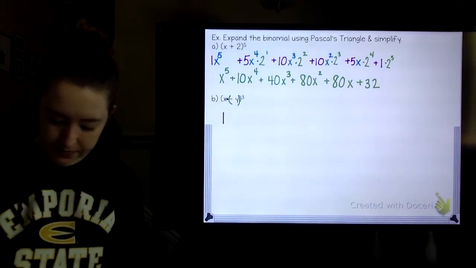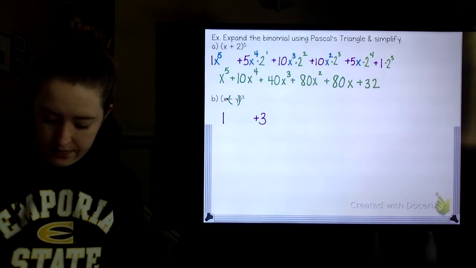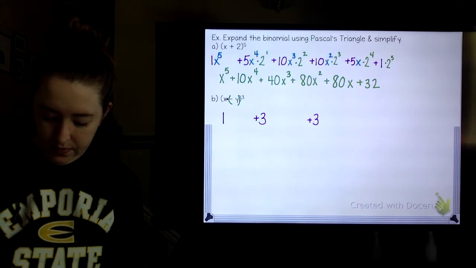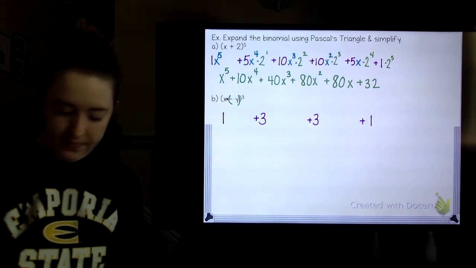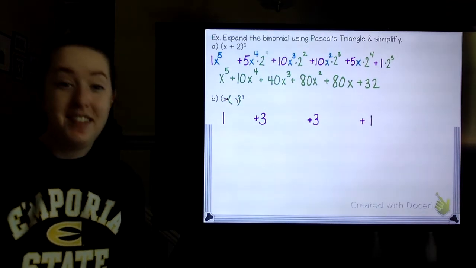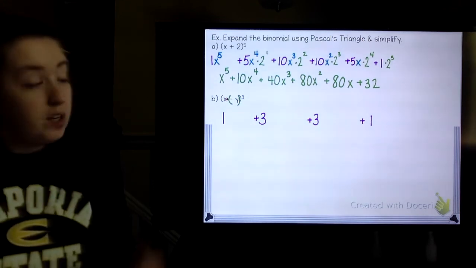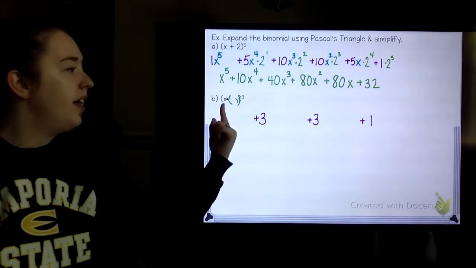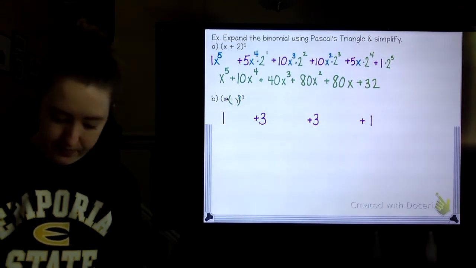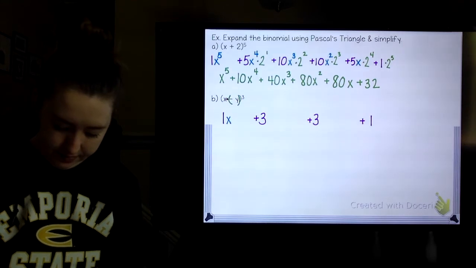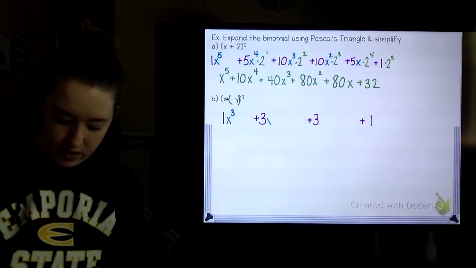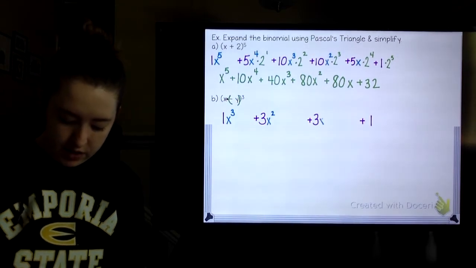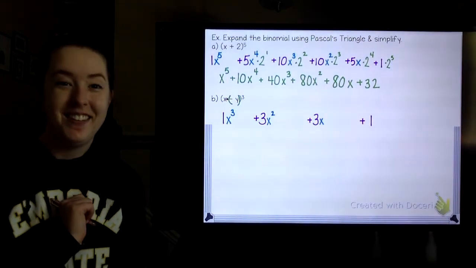1, 3, 3, 1. Good deal. Now we're going to take our first term, start from the beginning, start with our power, and then go down 1. So I'll have x cubed. Then down 1, x squared. Then down 1, x to the 1st. Then down 1, x to the 0.